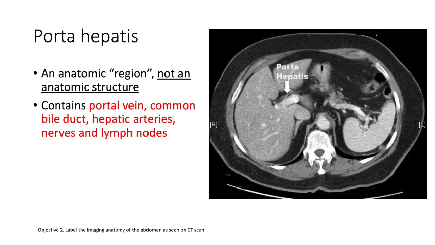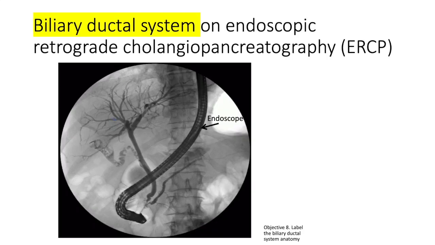So here is our porta hepatis, and that's going to be a region. It's really a region, it's not a structure. It's containing the portal vein, common bile duct, hepatic arteries, and then nerves and lymph nodes. And we've talked about this before, but just be able to find this on CT.